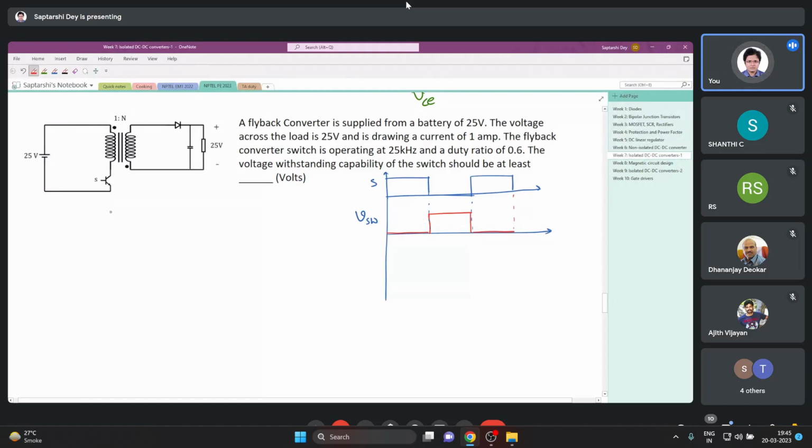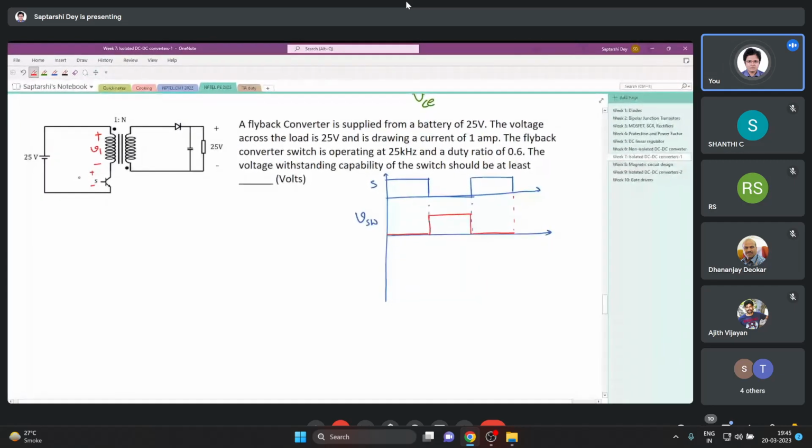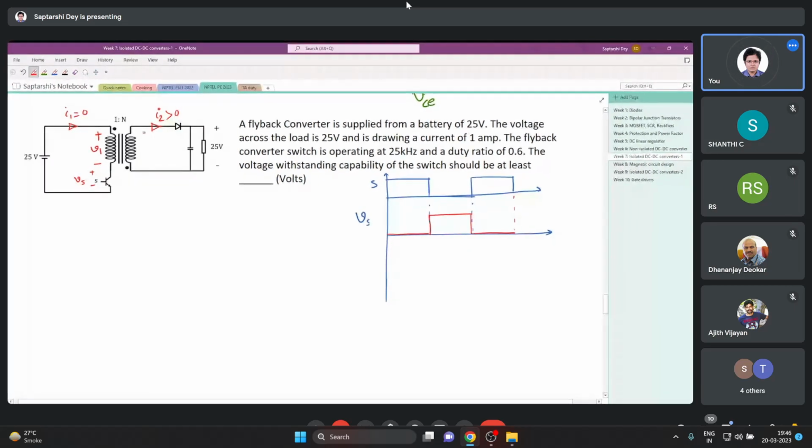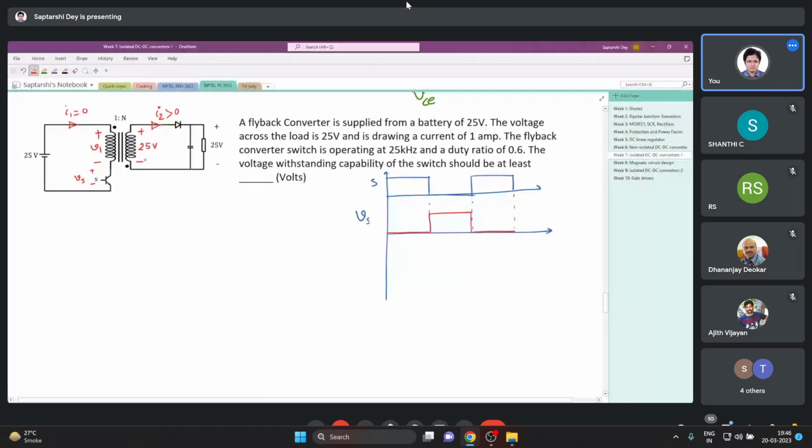Now let us see how the circuit looks when the switch is open. I have a voltage V1 here, and this is my Vs. There is no current flowing through the switch, so this I1 is 0, but there is a current flowing here, this I2 is greater than 0. Since this diode is now forward biased, we have 25 volt here. Let us define V2 as this.